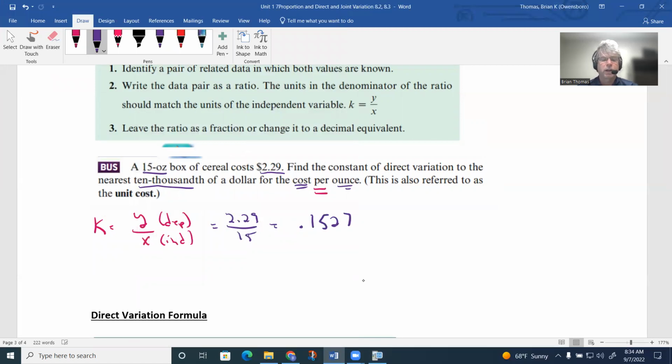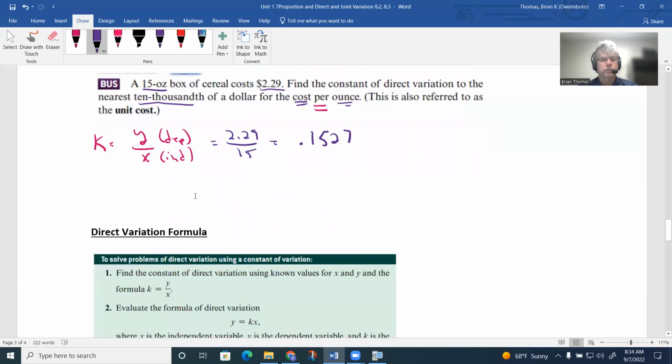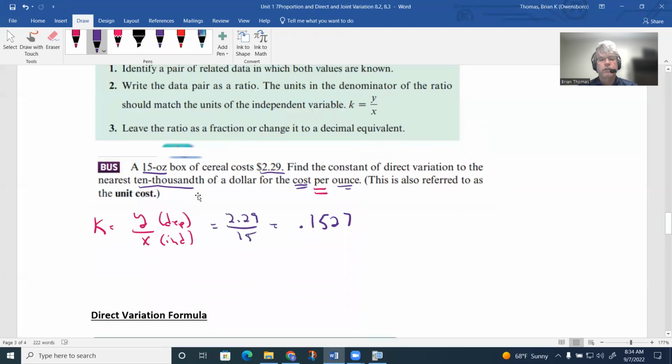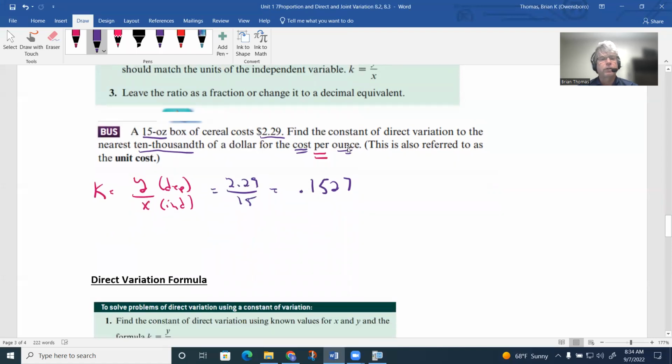So 0.1527 is going to be my constant of variation to 4 decimal places, or in other words, the 10,000th place. So that's what we call the constant of variation. And that's all it has to do is find that. So it's basically like a unit cost. So if I put that out there, it's roughly 15 cents per ounce is what that boils down to if I round to the nearest penny.